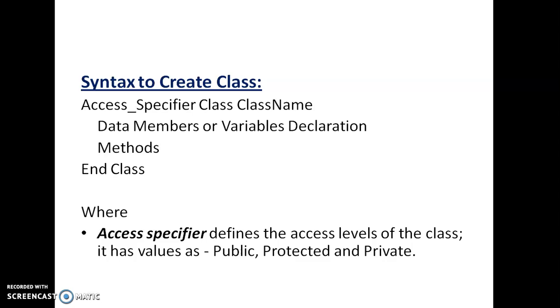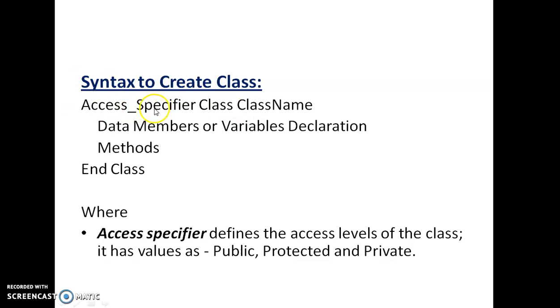If you go for the syntax, here is the access specifier, then class, class name, and then end class. Within this, we have to include data members as well as methods, otherwise called member functions. This is a simple syntax to create your class. Here, class is a keyword and the class name is our own name, whatever we want, we can give. This class name will act as a data type to create an object.